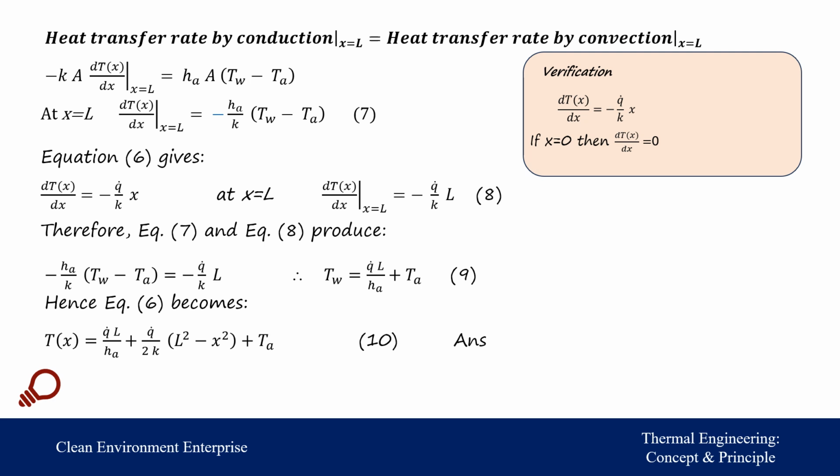For verification, dT by dx equal to minus Q dot divided by K times x, and if we have x equal to 0, then dT by dx equal to 0. And if x equal to L, then T sub W equal Q dot L divided by HA plus T sub A. And these are the boundary conditions which have been fulfilled by the general form of equation number 10.